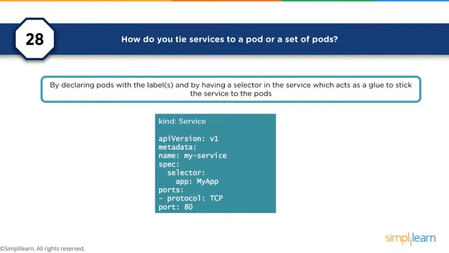To tie services to a pod or to a set of pods, you can apply labels to the actual pods themselves and then use the labels as selectors to glue services to that pod. And again, we have here an example of how you'd actually do that. This is one of those where you probably won't be asked to write this out, but it'd be good to have this memorized.